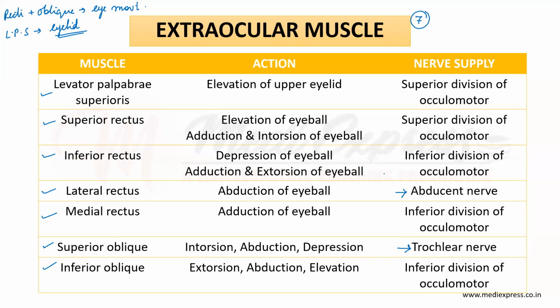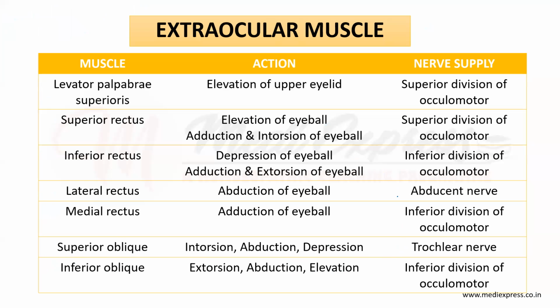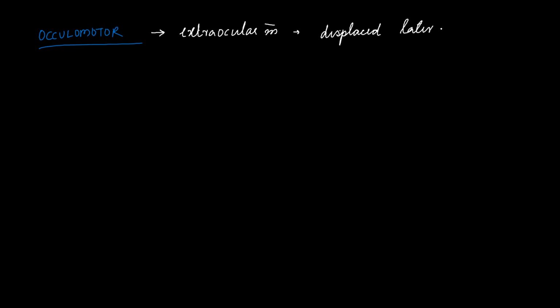Now, a little of the clinical relevance regarding the oculomotor, trochlear, and abducent nerves with regard to the extraocular muscles. First one is the oculomotor. If there is a lesion in the oculomotor nerve, this affects the extraocular muscles. The affected eye is displaced laterally by the lateral rectus and inferiorly by the superior oblique. Because of that, the eye adopts a position known as down and out.